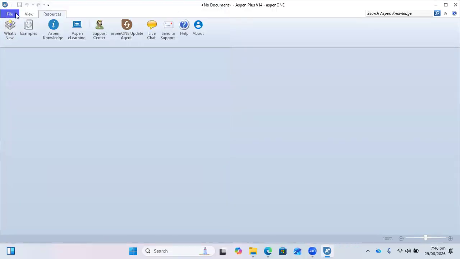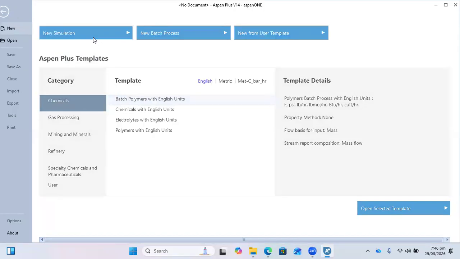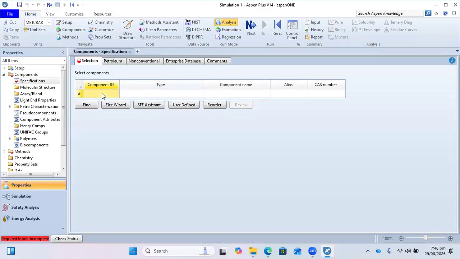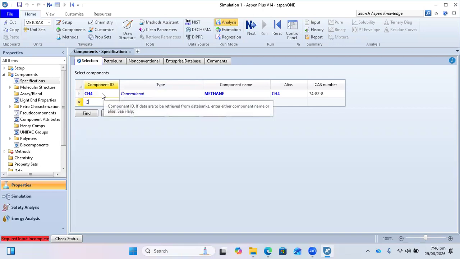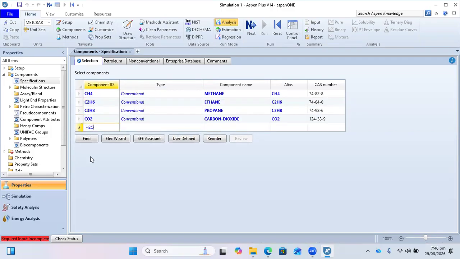Oh no, sorry, and use simulation instead. So we can come to Aspen and then we can specify all of them. So methane, propane, and we know that we need carbon dioxide and we need water as well.